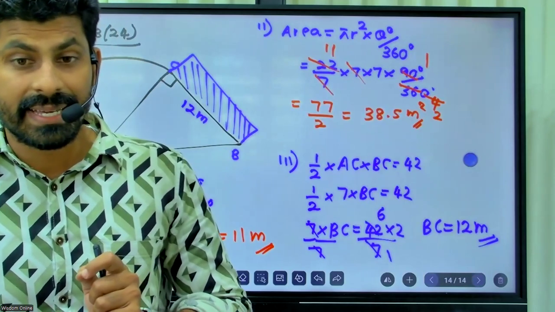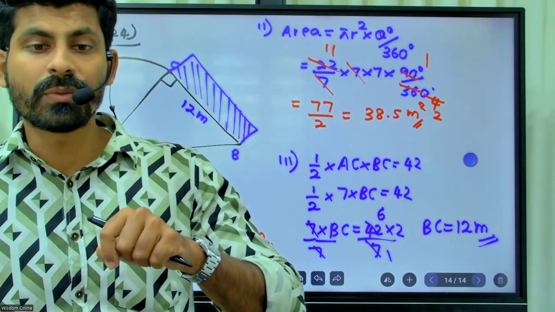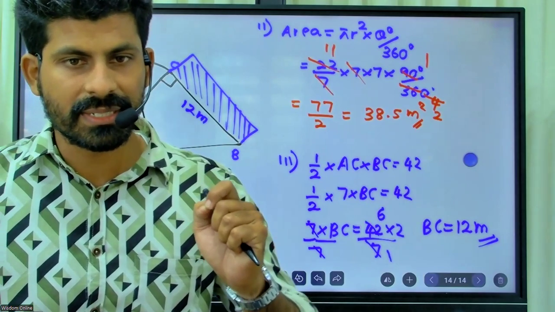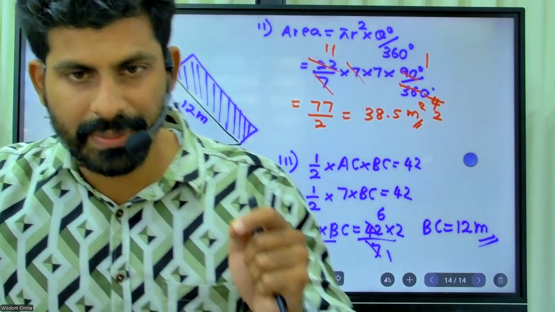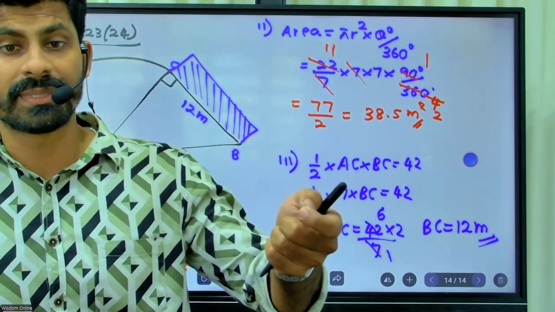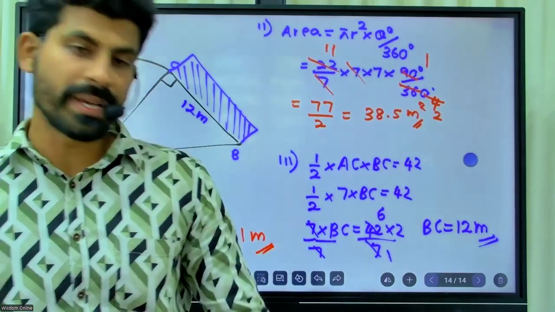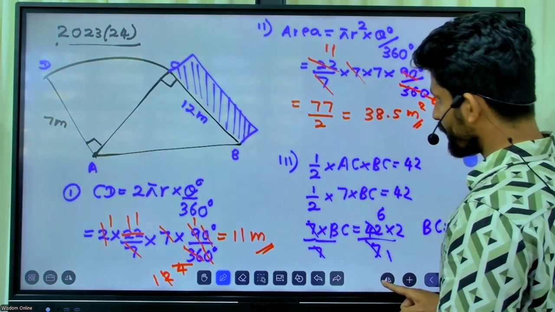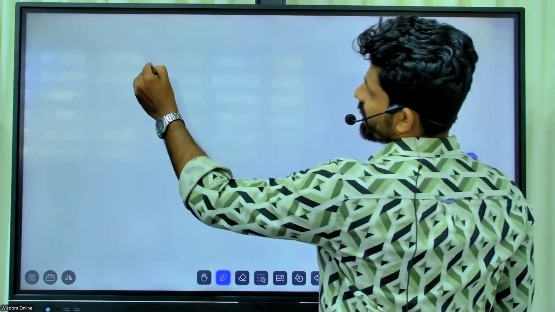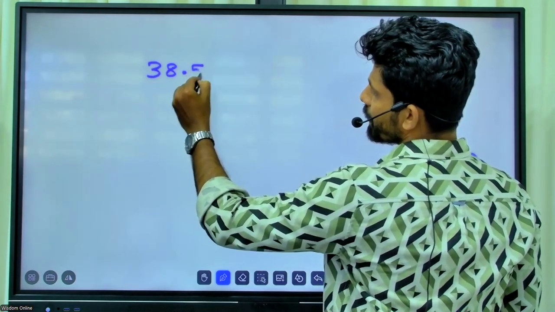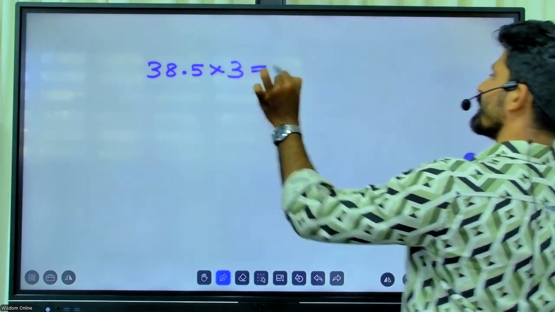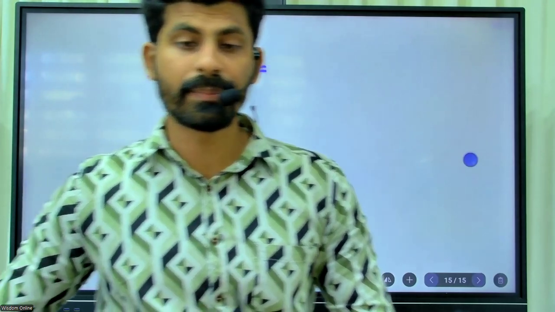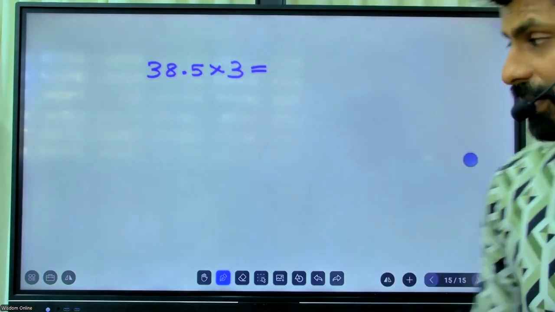38.5. 3 times. So the area of the rectangular part adjoined means 3 times 38.5. 38.5 multiplied by 3.